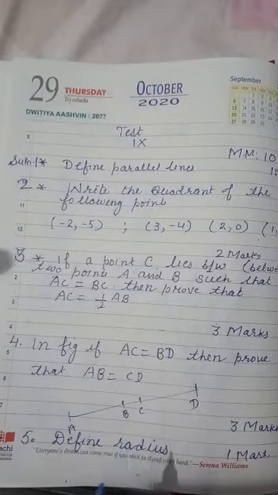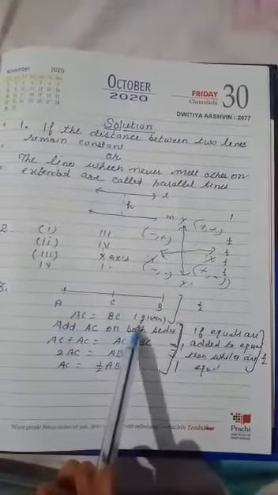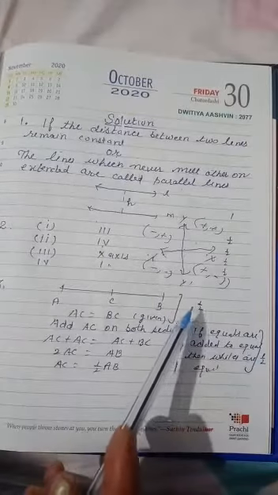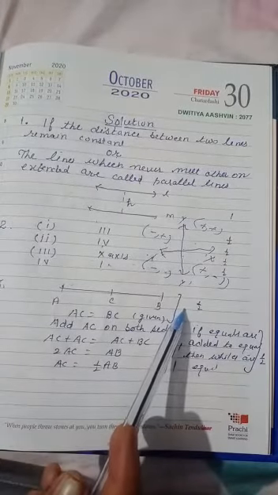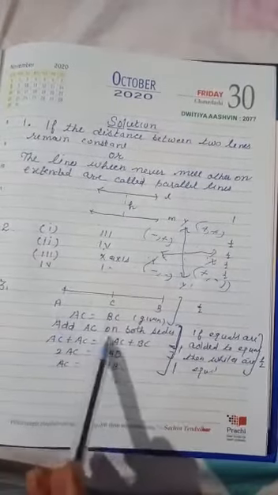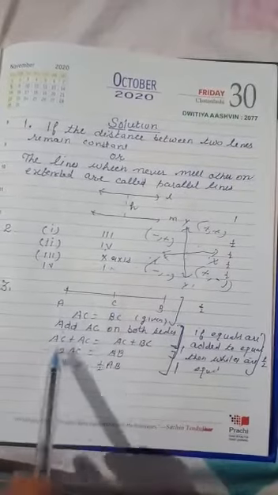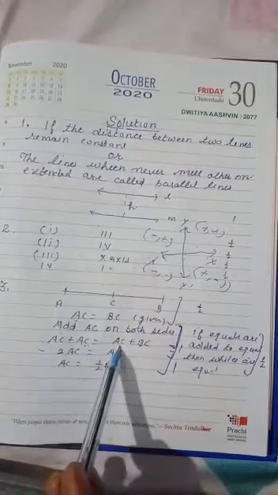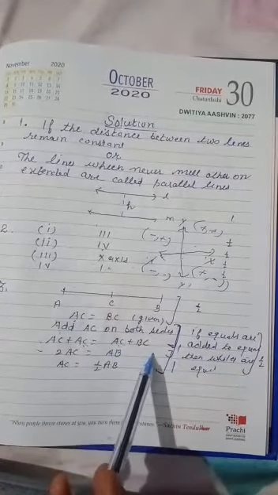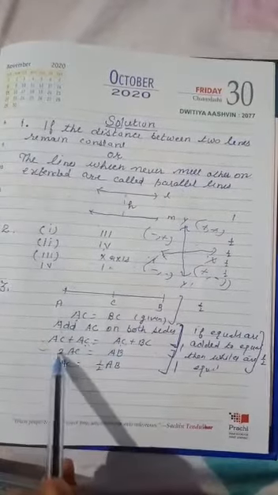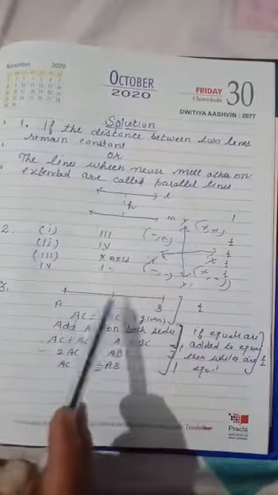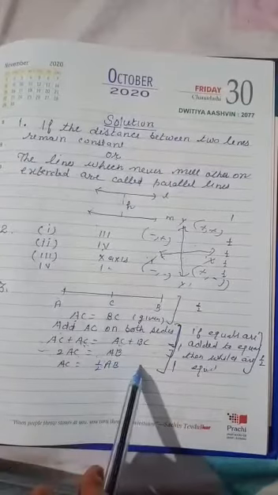Clear? First of all, draw the figure and write AC is equal to BC, given. Only drawing the figure and writing the given, you will get half marks. Clear? Now next step, add AC on both sides. This side will become AC plus AC and this side will become AC plus BC. So twice of AC is equal to AC plus BC. Just see the line, AC plus BC gives you AB.